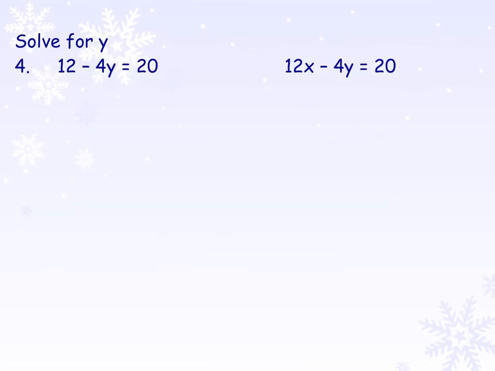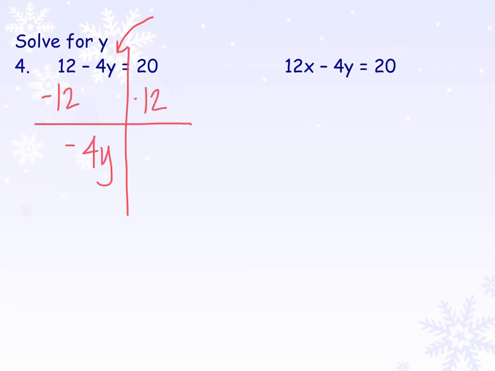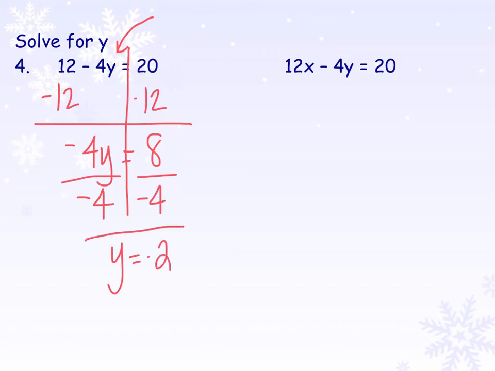Example 4. On the left side, if I'm solving for y, I'll subtract 12 from both sides. That will give me negative 4y equals 8. I can divide both sides by negative 4 and figure out y is equal to negative 2.